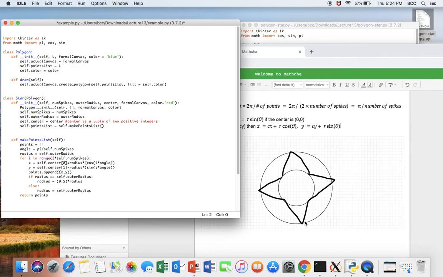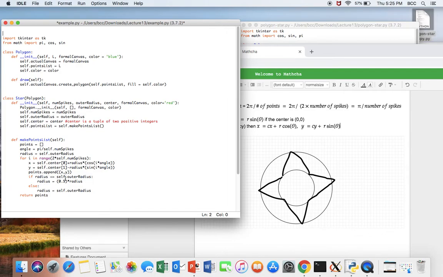Likewise, y is center y coordinate minus, y minus, because in mathematics the y coordinate goes up, but in computer science graphics the y coordinate goes down. That's why you have a minus there. You have created a point x, y; append it to your list points. Now radius has to alternate. Do you see? This point gets outer radius, this point gets inner radius, next point gets outer radius, the one after gets inner radius, and so on.